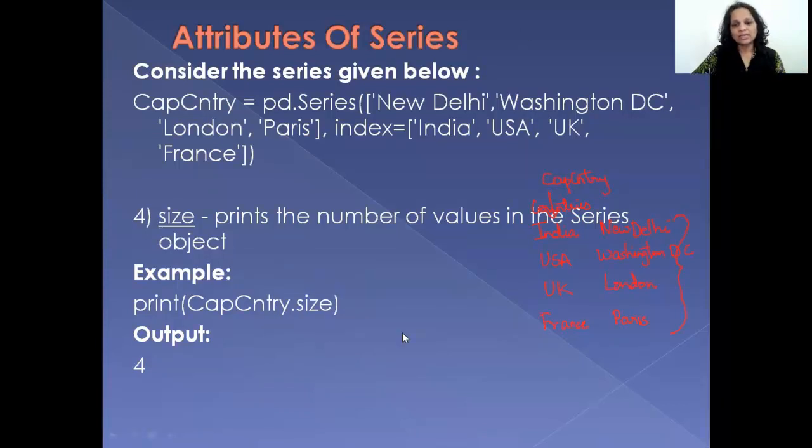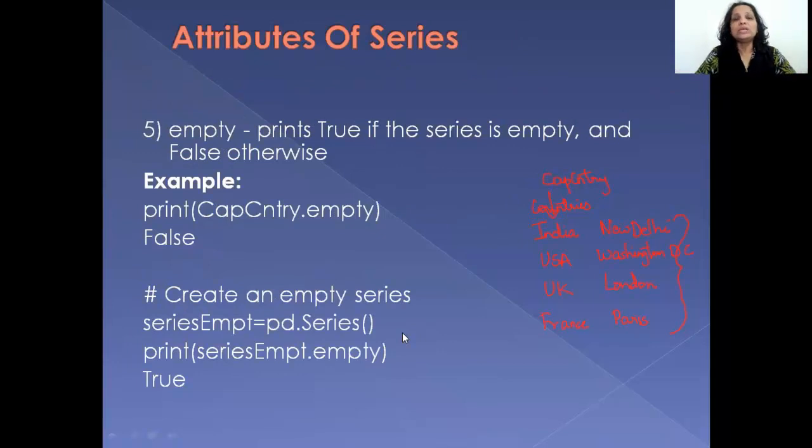Okay, next. Empty. Now, what is this attribute going to do? It's basically returning me a Boolean value. There are 2 Boolean values we've learned, true or false. So this empty attribute is returning me either true or false, depending upon whether your series contains data or is an empty series. Now, if you look at this example, capcntry, we know that it contains data. It has 4 values. So obviously the empty attribute is going to return false, like you see on the screen here.